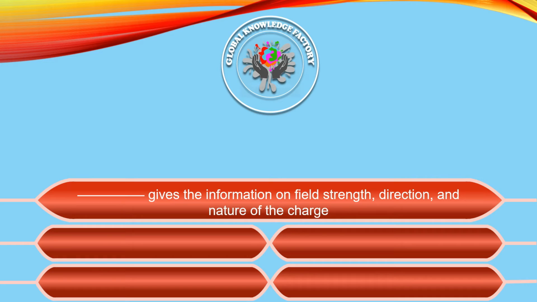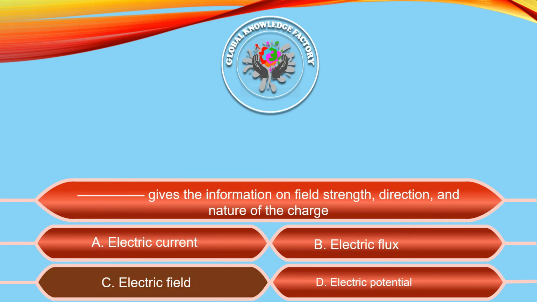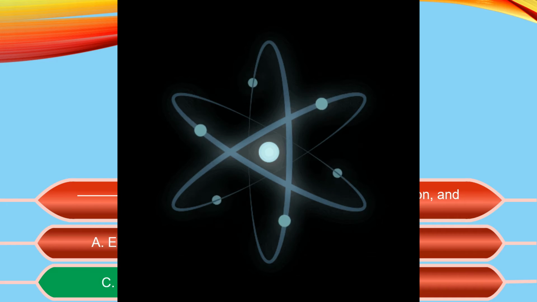Dash gives the information on field strength, direction and nature of the charge. A. Electric current, B. Electric flux, C. Electric field, D. Electric potential. Answer is C. Electric field.